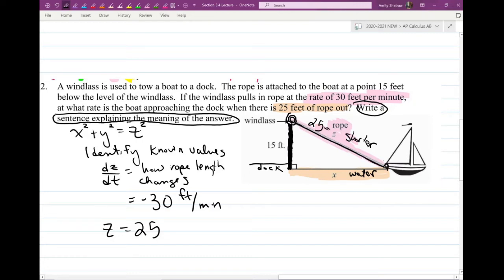Right? Because it's capable of pulling in more than 25 feet a minute. It's capable of pulling in 30 feet per minute. So does that make sense? 25 feet is what Z is. Well, so that means that I know about one length and I know about another length, which means I can find that other length, right? The Pythagorean theorem, if I already know that Z is 25 and I already know that Y is 15.